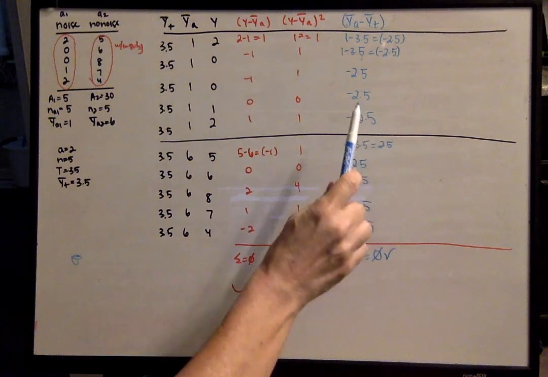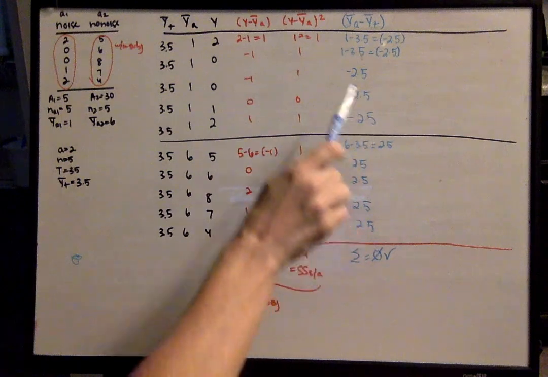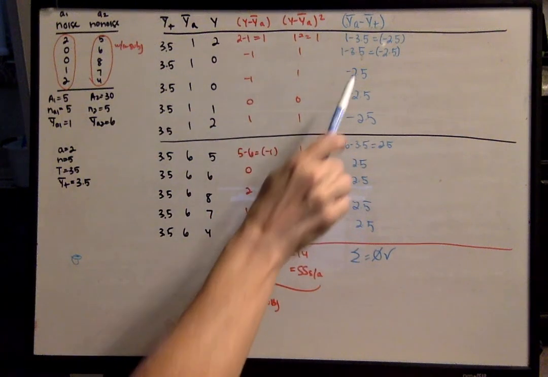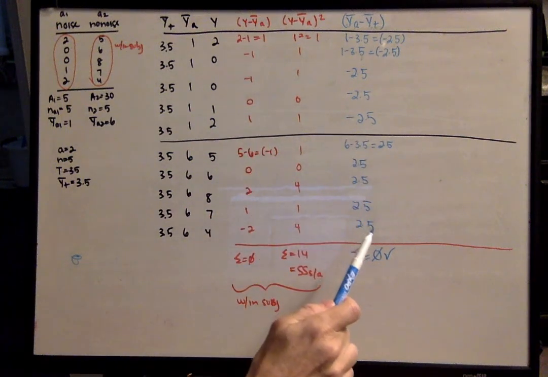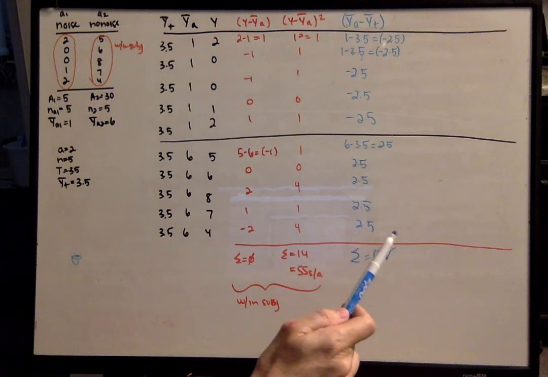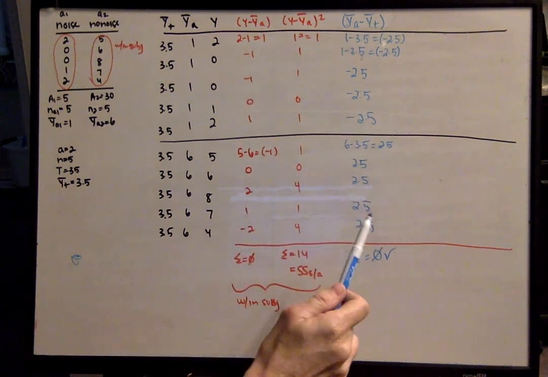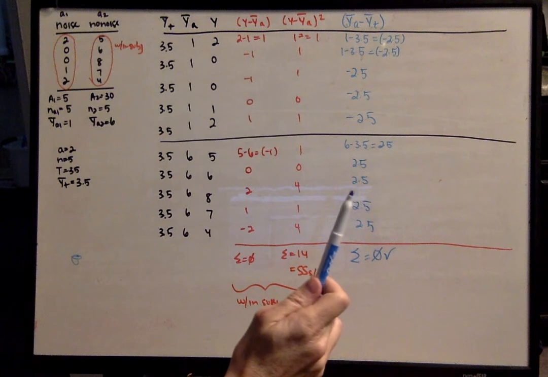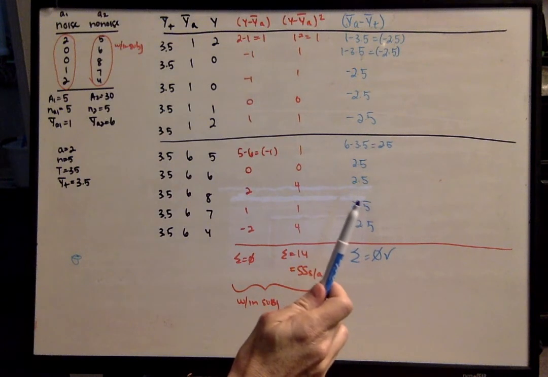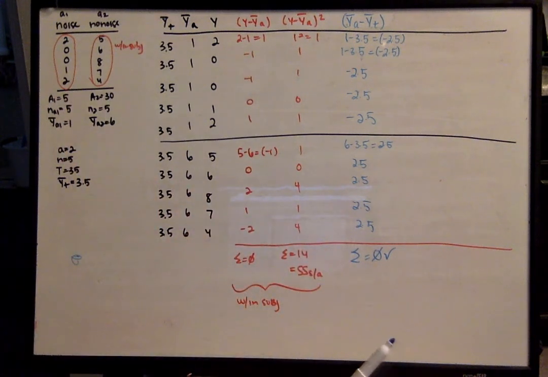Now, some of you might be wondering, is it always going to look like this, where the deviation for one group is a mirror image of the deviation for another? Yes, when you have two groups, it's always going to look like this. You're going to have negative some number and positive the exact same number. Once you get 3 groups, it's going to be different. All right, so these are our deviations.